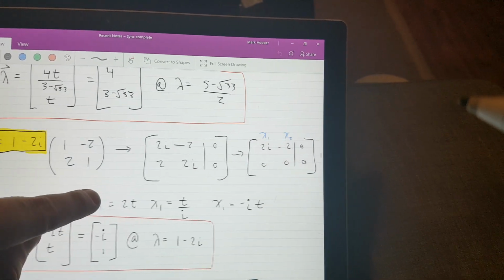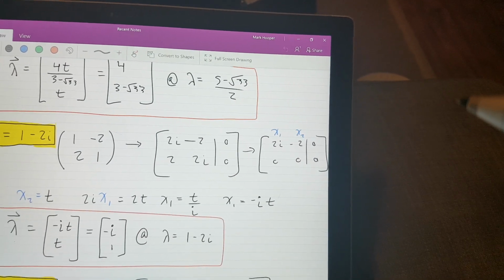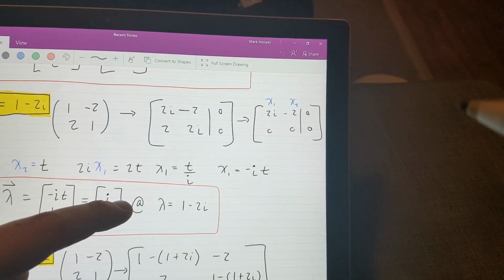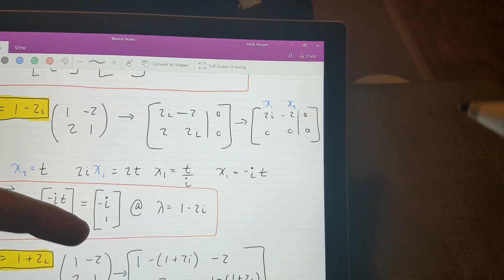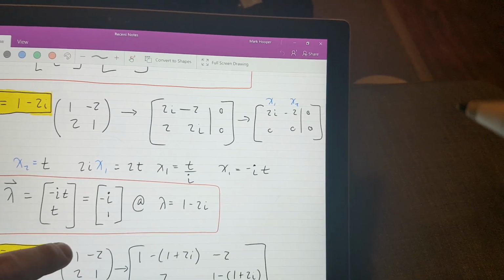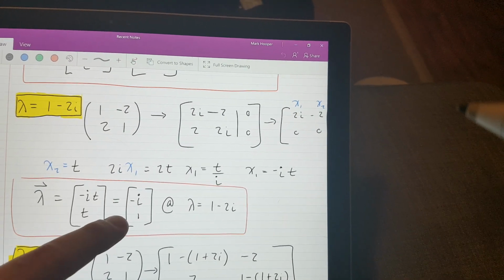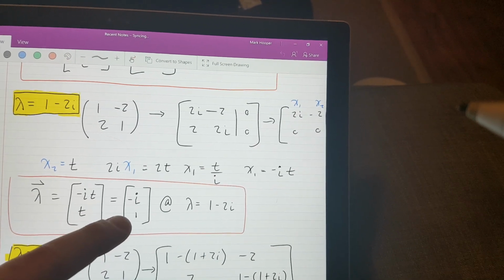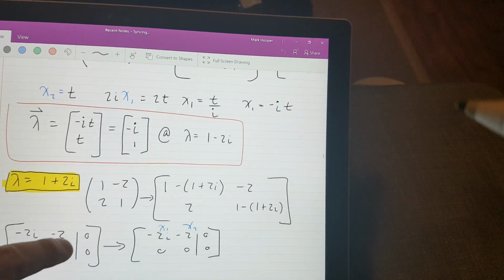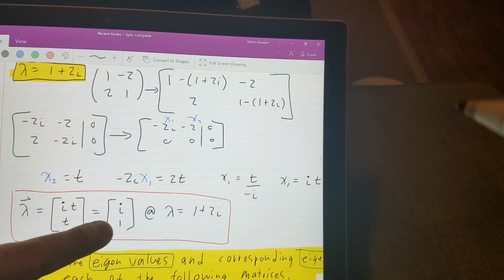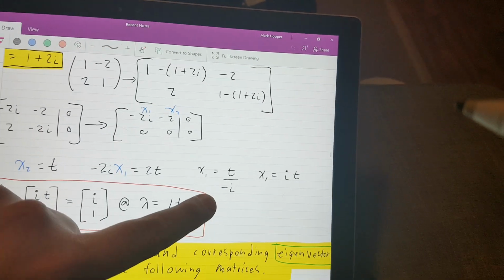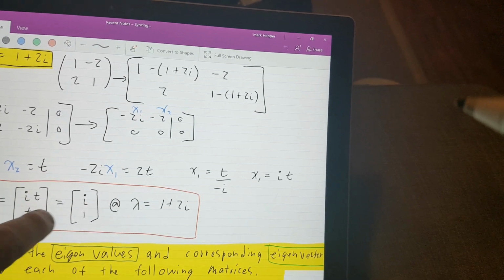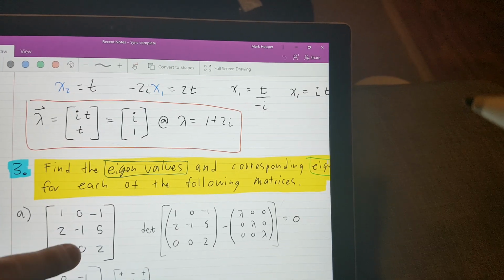So the imaginary one, the only real trick to this one over the others, just remember that 1 over i is the same thing as negative i. So you can go ahead and write it like this. Yeah, and then so that's an eigenvector. And then the other one is this one, right? So it was t divided by negative i, which is the same thing as multiplying by i. So that's cool. We'll do that.